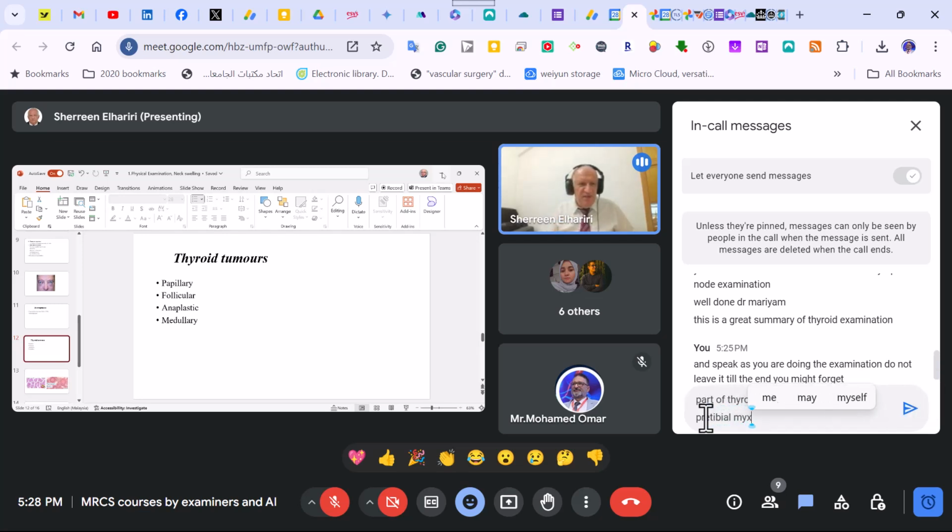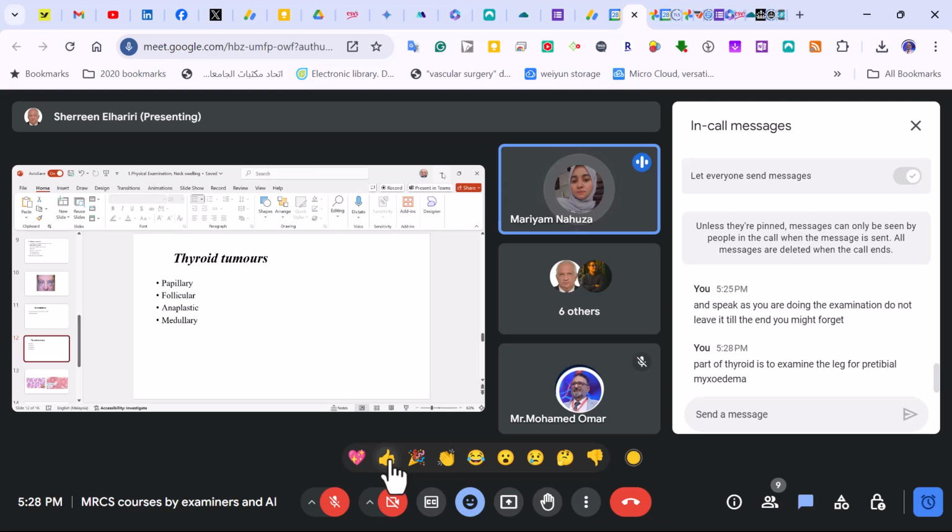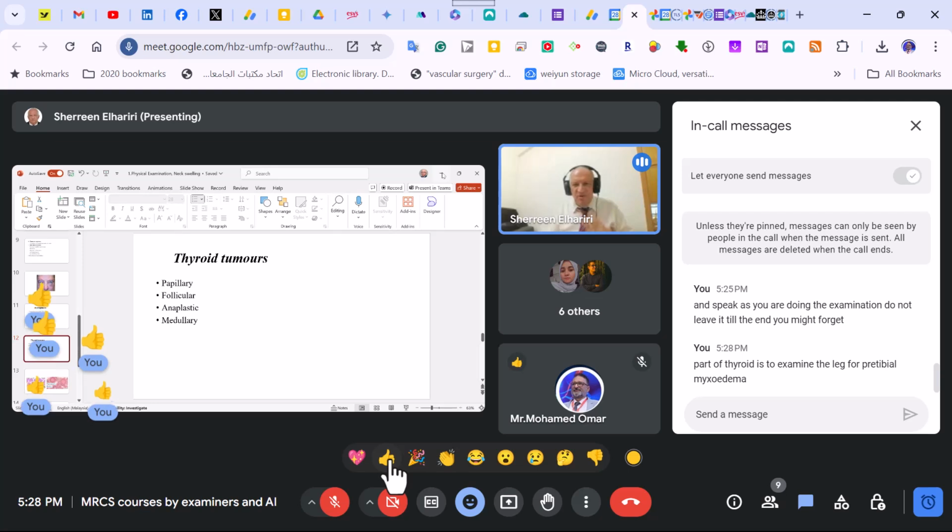What types of thyroid cancer do you know? Papillary thyroid, follicular, medullary, and anaplastic. Okay. I think Prof. Muhammad Omar asked, is pretibial myxedema part of the examination? Actually, it is part, but if missed by the student, no problem. But if you remember, it is better. Pretibial myxedema occurs with hyperthyroidism. Although it is called myxedema, it is not hypothyroid, it is hyperthyroid.